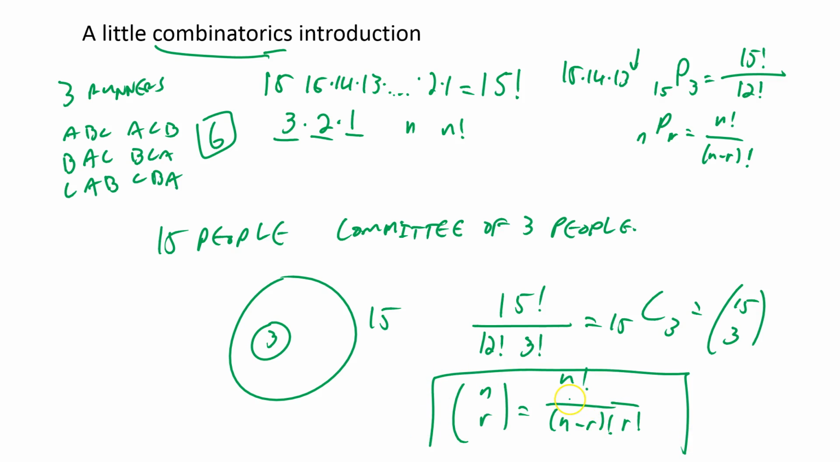This is the number of ways to pick r things from n total items, where the order doesn't matter. So let's see how that's going to come into play with what's called the binomial theorem. The binomial theorem has to do with expanding binomials. A binomial is something with two terms, like x plus y. X plus y is a binomial, 1, 2 terms.